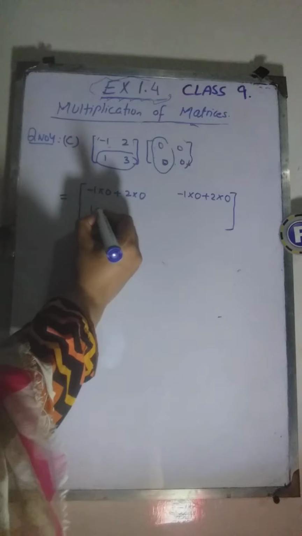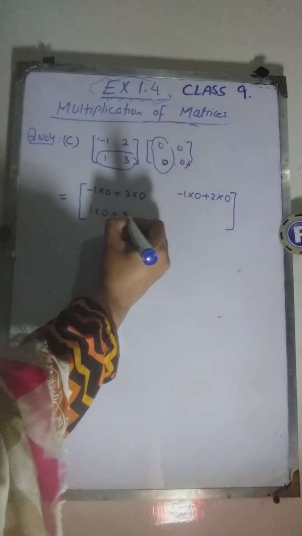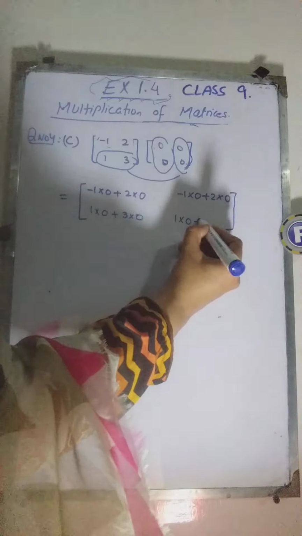Now similarly, if we multiply the second row with the first column, it will be 1 into 0 plus 3 into 0, and then we are going to multiply the second row with the second column. What do we get? 1 into 0 plus 3 into 0.